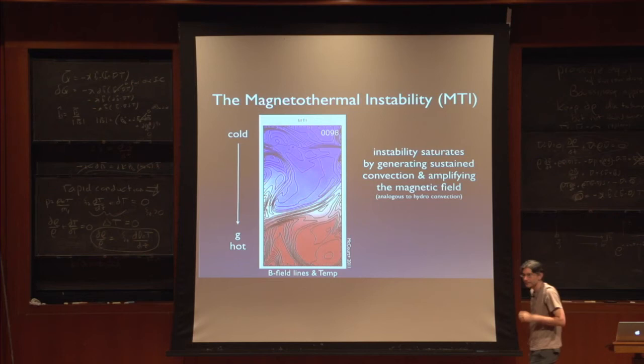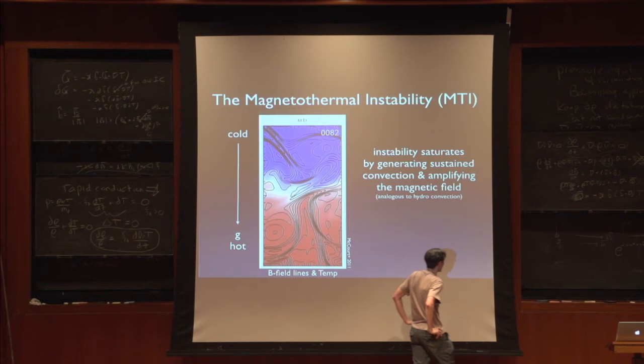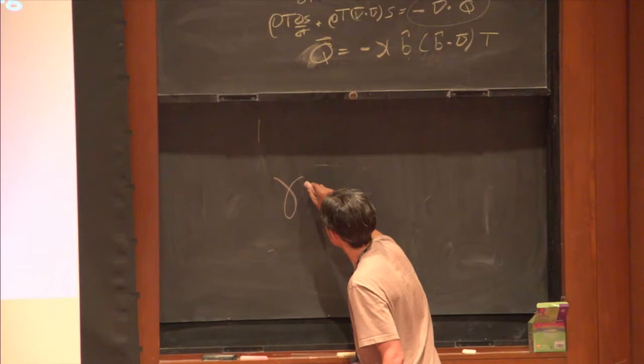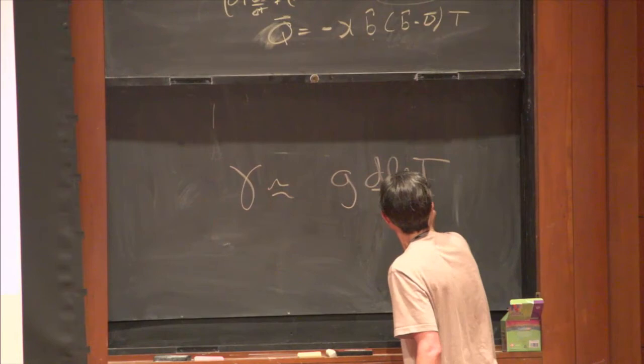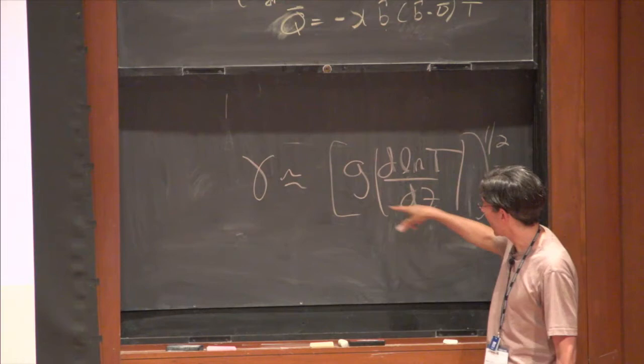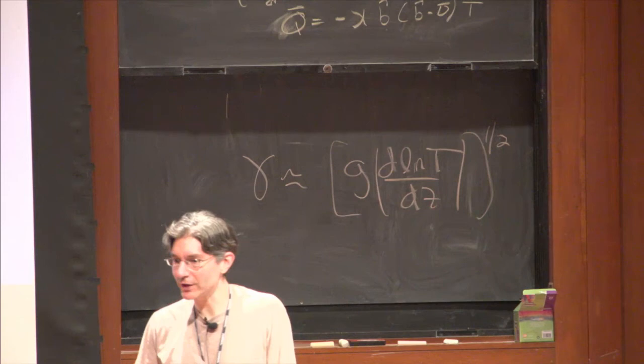So for the linear theory, if you do the growth factor calculation, you would probably end up with an exponential. Yes, that's right, you get exponential growth with a growth rate. Exactly. You get a growth rate gamma, which is g times d log T dz. So this thing actually has units of frequency. For those of you who know what the Brunt-Väisälä frequency is in normal stars and normal convection, this is the analog of that for this problem with temperature gradients.